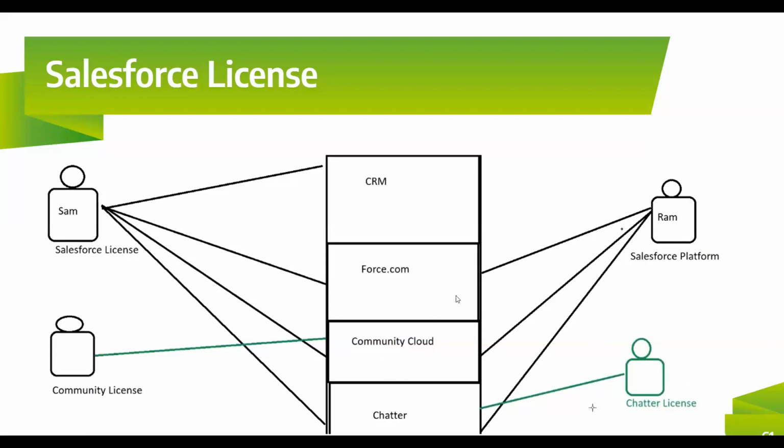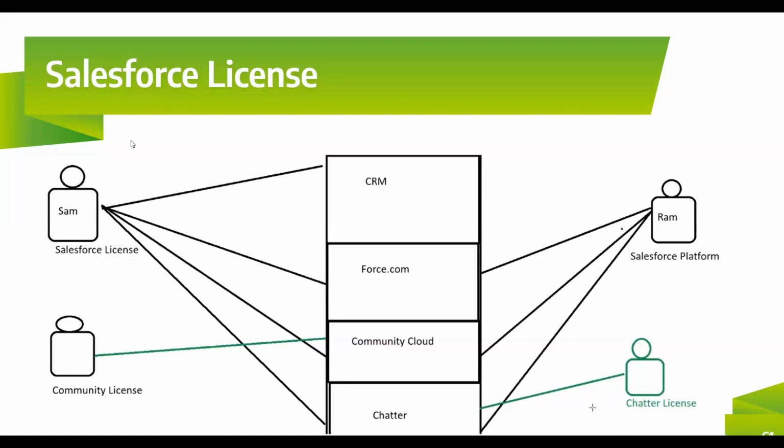So by default, when you take any edition, there will be 5,000 chatter licenses available. When you take unlimited edition, 5,000 chatter licenses come by default. Apart from that, if you want to purchase more chatter licenses, you can purchase them. Got it? So you can make use of those 5,000 chatter licenses here.